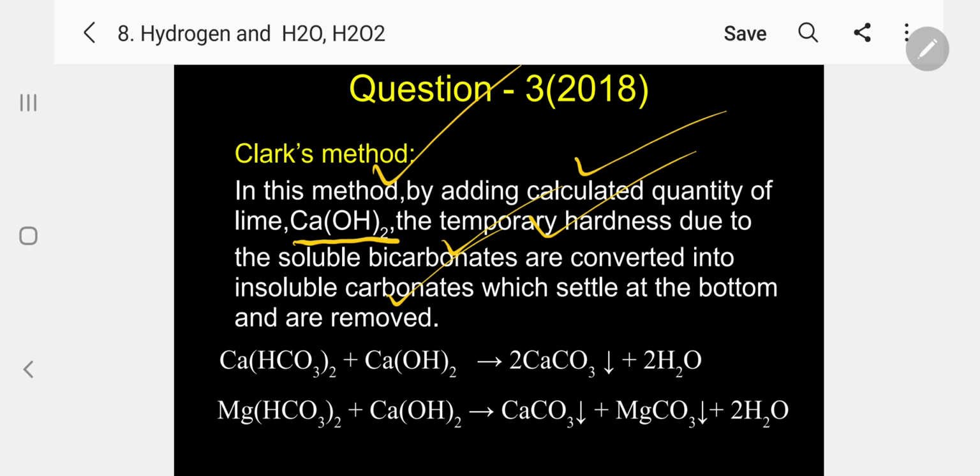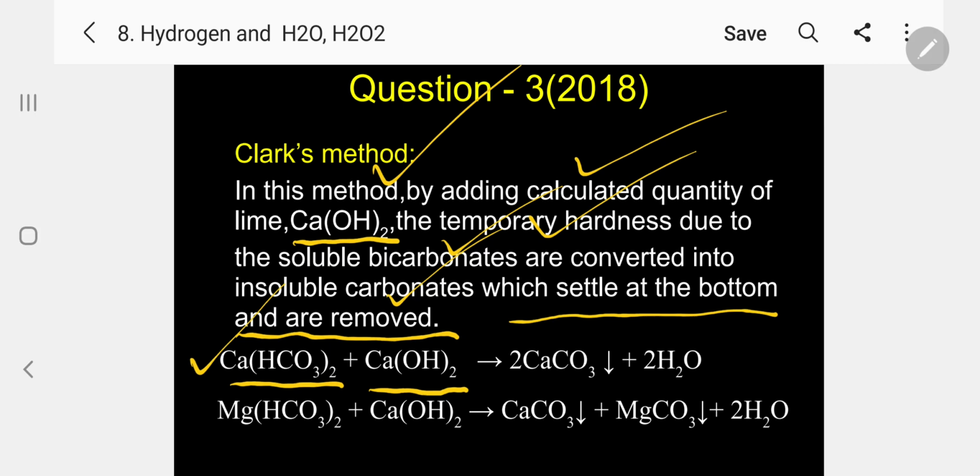Because when it is present in the water in the soluble form, it is giving the temporary hardness. When you convert bicarbonate into carbonate, which is insoluble and settles at the bottom in the form of precipitate, we can remove it. Kindly see the stoichiometry of the equation. So this is the calcium bicarbonate. I am heating with calcium hydroxide.